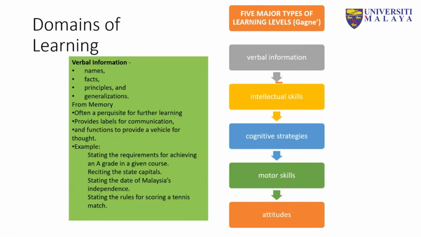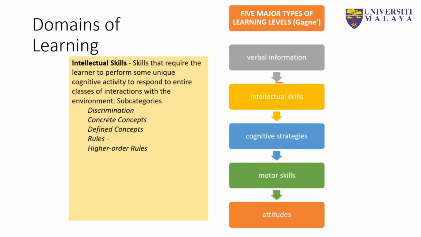Verbal information are facts, principles, things that you want your students to remember and recall immediately. What's the date of Malaysia's independence? What are the rules for this particular principle? When it comes to intellectual skills, we'll be looking at discrimination. What's the difference between this and that? Similarities. What's a concept that they're looking at? Concept of viruses, or what are viruses? Go into detail to define the concepts, get into rules and higher order rules.